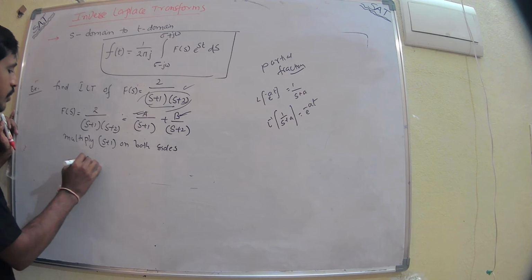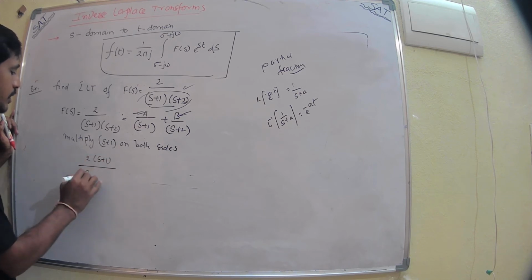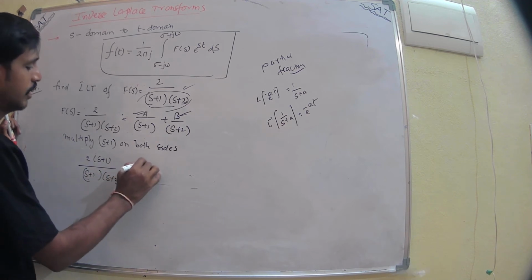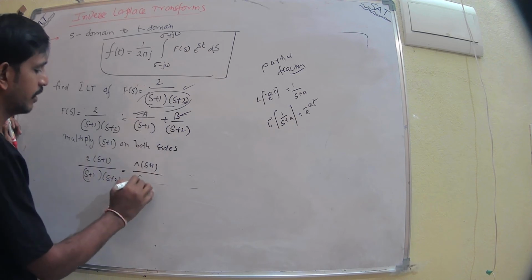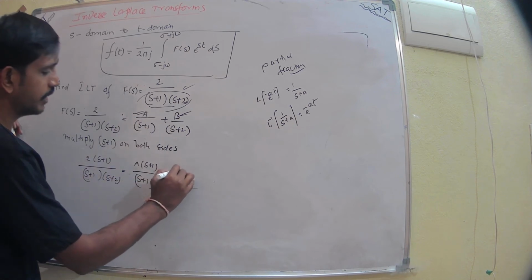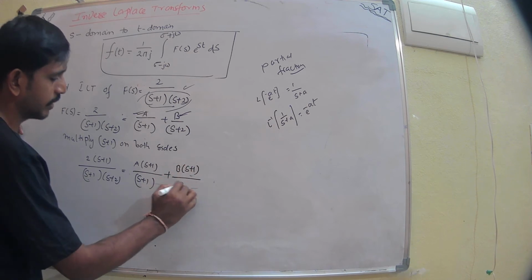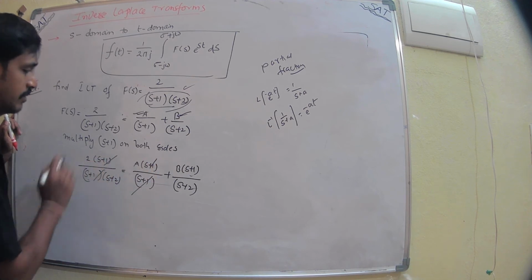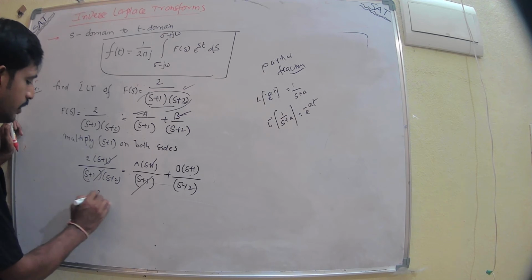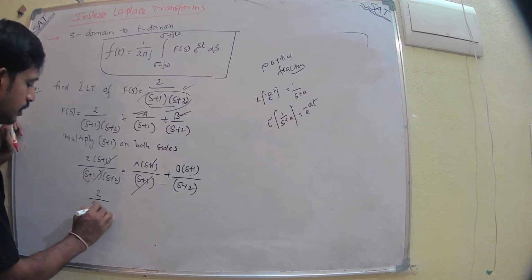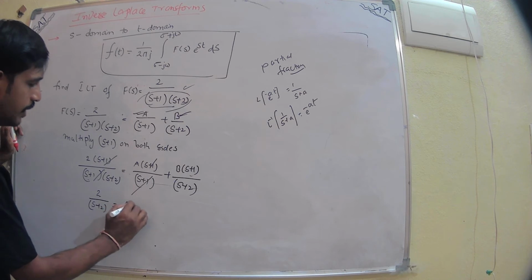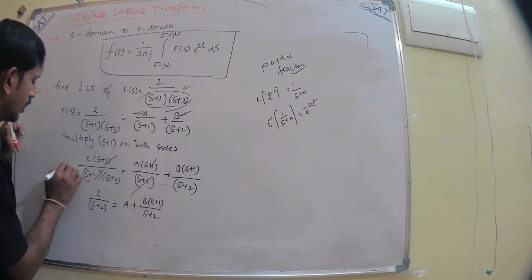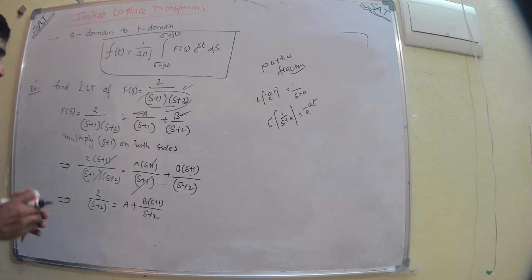So the function is 2 into (s plus 1) by (s plus 1) into (s plus 2) is equal to A into (s plus 1) by (s plus 1) plus B into (s plus 1) by (s plus 2). The (s plus 1) terms get cancelled. Therefore, 2 upon (s plus 2) is equal to A plus B into (s plus 1) upon (s plus 2).